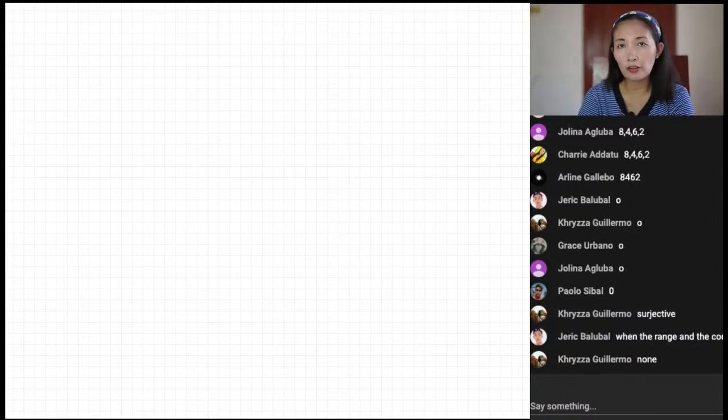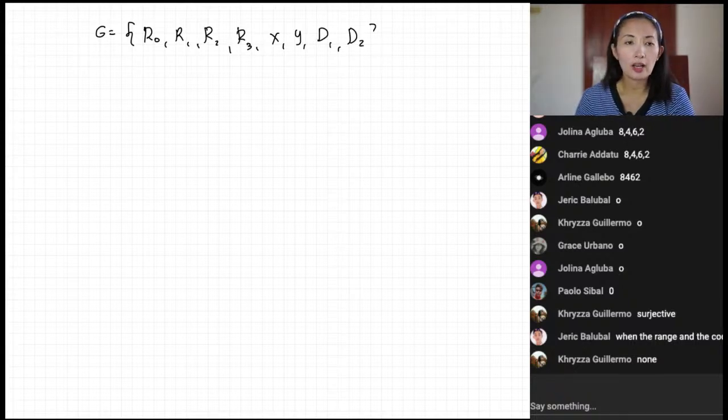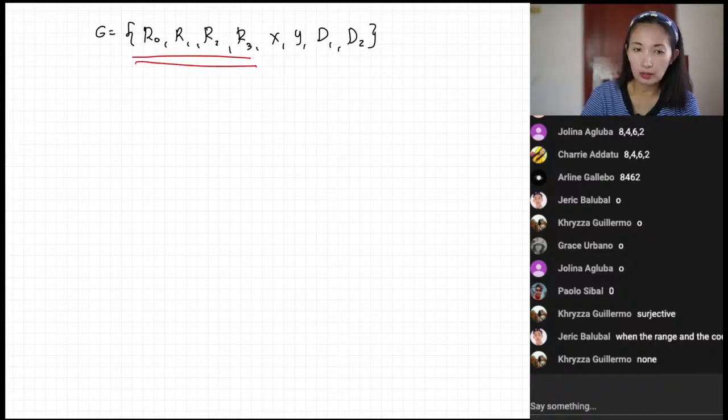Remember your set of rotations on the plane. Your set G consisting of R0, R1, R2, R3, X, Y, D1, and D2. In fact, you can find a subgroup there. So if you still have the table with you, let me check if I still have that.